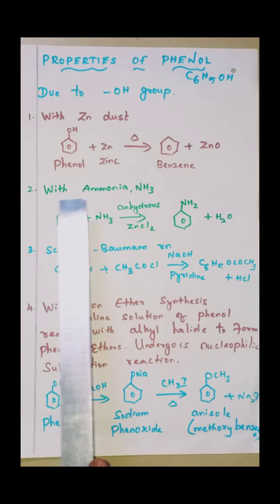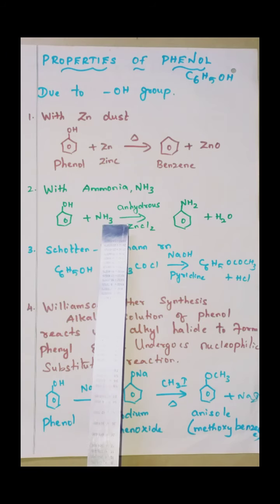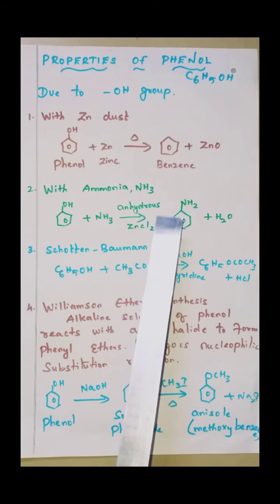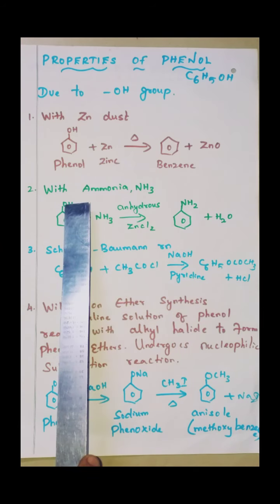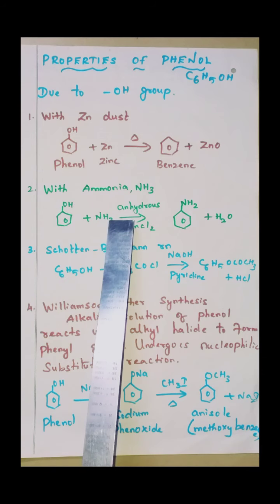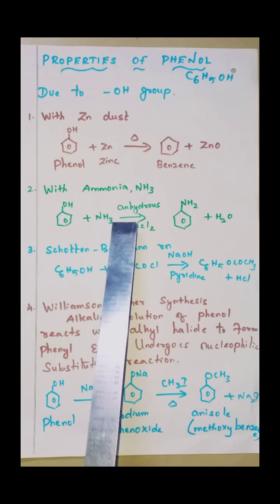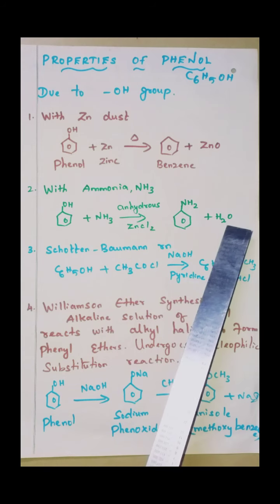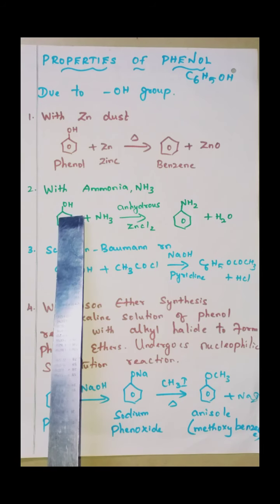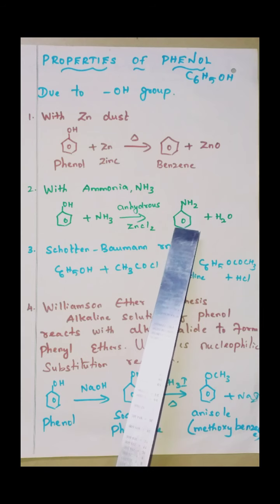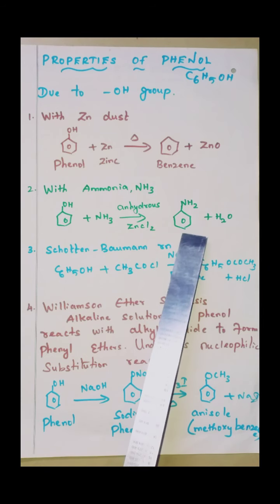Second reaction is with ammonia. Phenol, when reacting with ammonia in the presence of anhydrous zinc chloride, forms aniline. Here the OH group is there, here one H. So this OH group and this hydrogen atom go as a water molecule. The remaining group is the amine group, NH2, which goes and adds here to benzene to form aminobenzene, or otherwise we call it aniline.